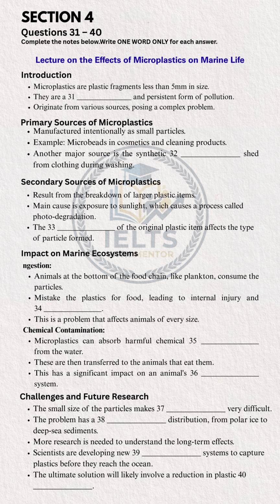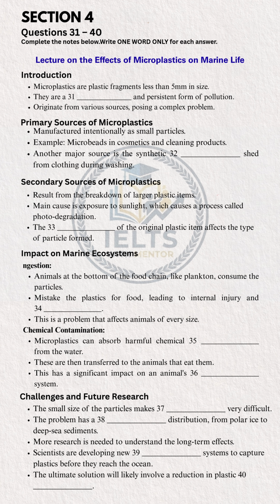So let's break down where these microplastics come from. We can generally categorize them into primary and secondary sources. Primary microplastics are those intentionally manufactured as small particles. A common example that many of you might be familiar with are the microbeads, once found in numerous cosmetic products like facial scrubs and also in certain cleaning products.